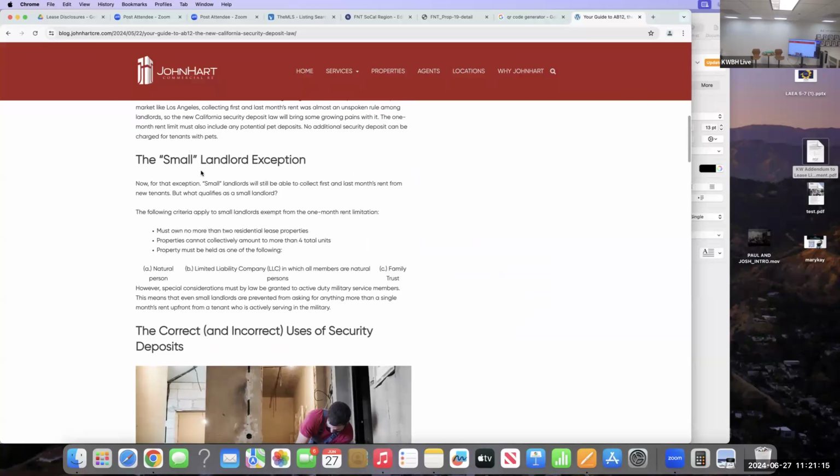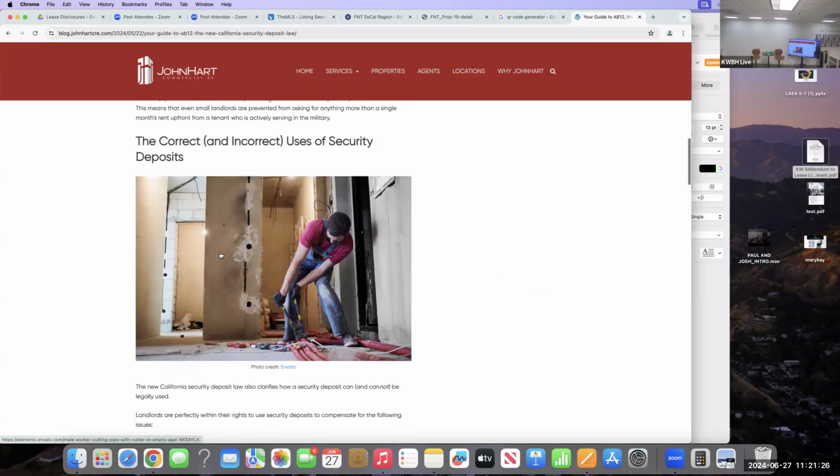Okay, so the small landlord exception, here we go. A small landlord will still be able to collect first and last month's rent from new tenants for qualified small landlords.